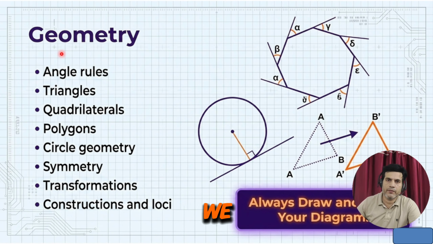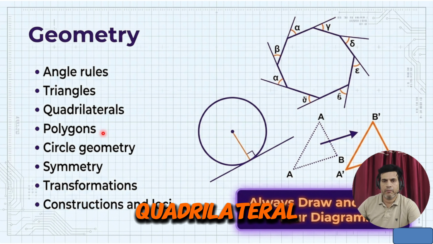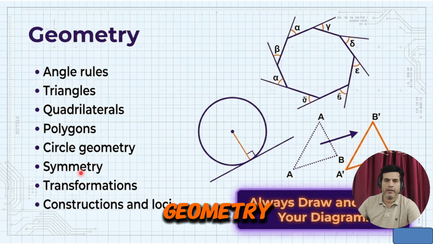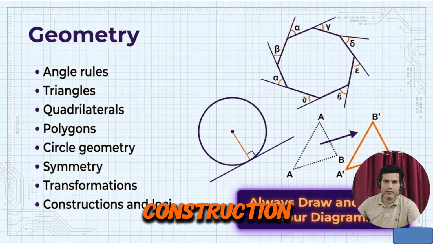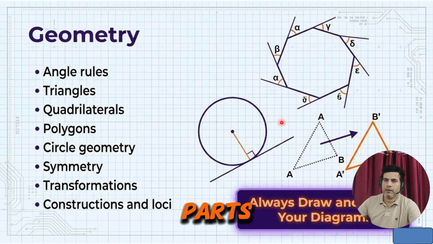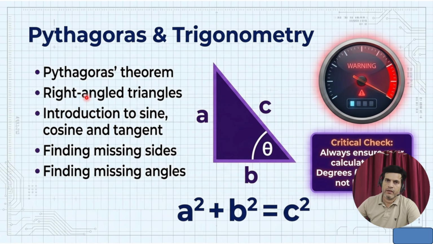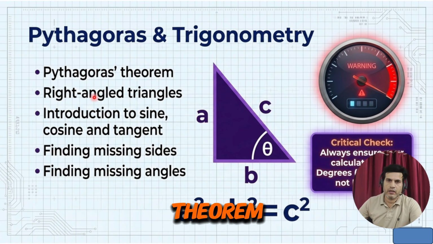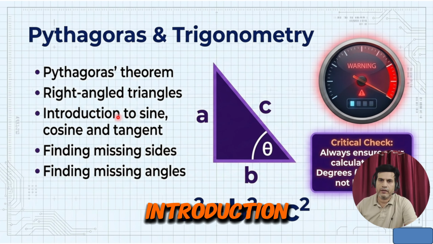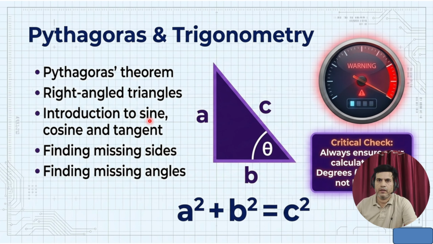Then geometry we have different angle rules, triangle, quadrilateral, polygon, circle geometry, symmetry, transformation, and construction and loci. So these are the parts we will discuss in geometry. Always draw and label your diagram. Then Pythagoras and trigonometry like Pythagoras theorem, right angle triangle, introduction to sine, cosine, tangent, finding missing side, finding missing angles.